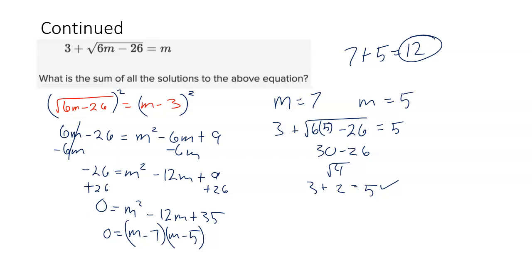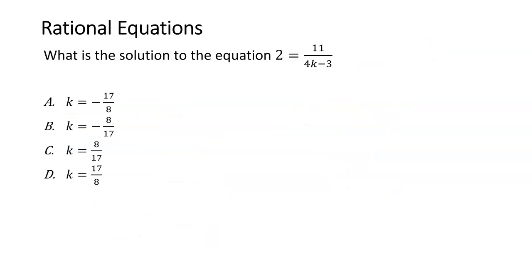Okay. So now we're moving into our rational equations, okay? Equations and expressions that have variables in our denominators.